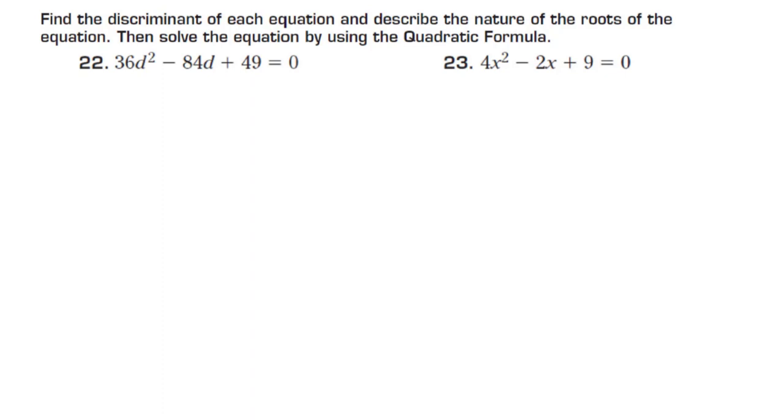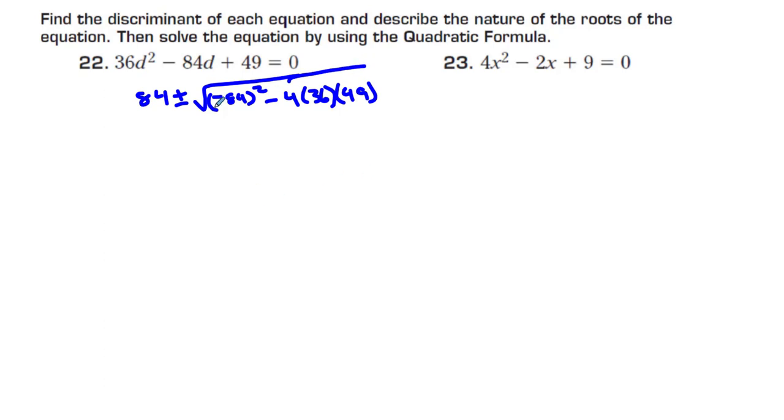23, and no, this one's going to be a mess. What I would do with this one first is find the discriminant and describe the nature of the roots. So we got minus b, which is minus 84, plus or minus the square root of b squared, which is minus 84 squared, minus 4 times 36 times 49. So this is going to be a mess inside here with the discriminant. Now let's look and see what we get.